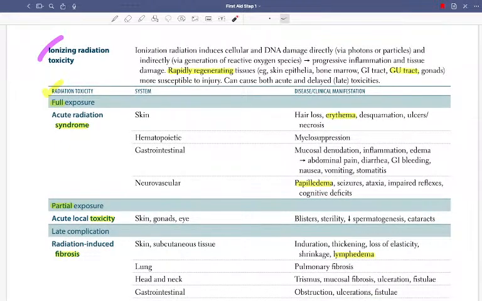Ionizing radiation cell damage. Okay, remember which damage? Pyrimidine dimers. Okay, rapidly regenerating tissues, skin, epithelia, bone marrow, GI tract, GU, gonads, are most susceptible. Okay, bone marrow is actually the most susceptible, more than the gonads. Skin: hair loss, erythema, desquamation, skin ulceration. Hemopoietic is myelosuppression. Gastro is abdominal pain, bleeding, GI tract. Neurovascular is papilledema, seizure, impaired reflexes or cognitive deficits.